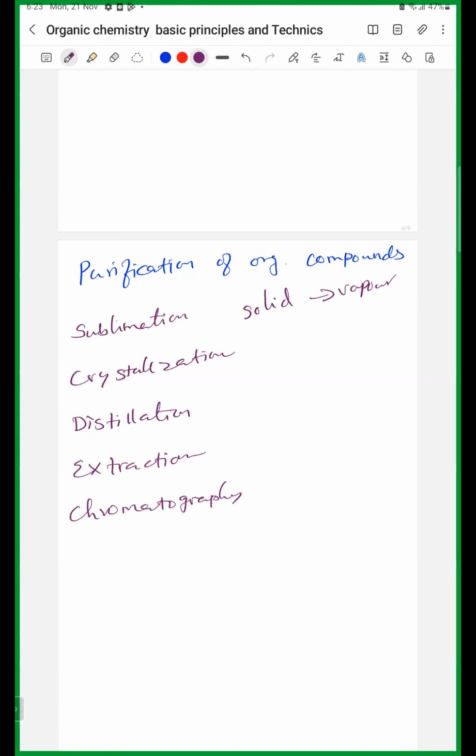We have camphor in our home. If you burn that camphor, what will happen? What will happen to the camphor? It becomes vapor. It doesn't convert into the liquid state. So this is known as sublimation.